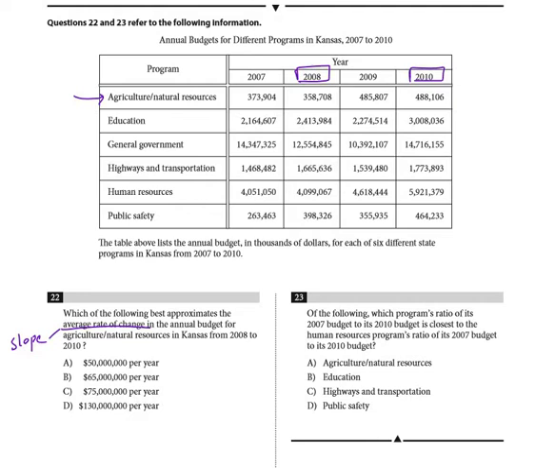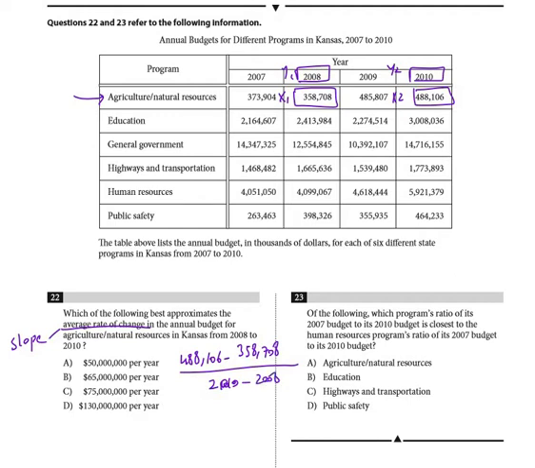So delta y, which is y1, y2, or x1, x2 as you label. So we have four cells here, x1, y1, x2, y2. 488,106 minus 358,708 over 2010 minus 2008.